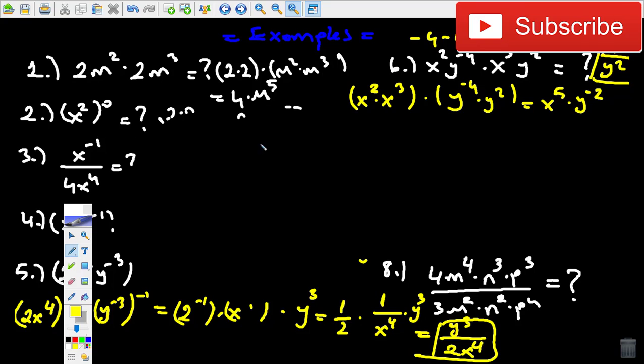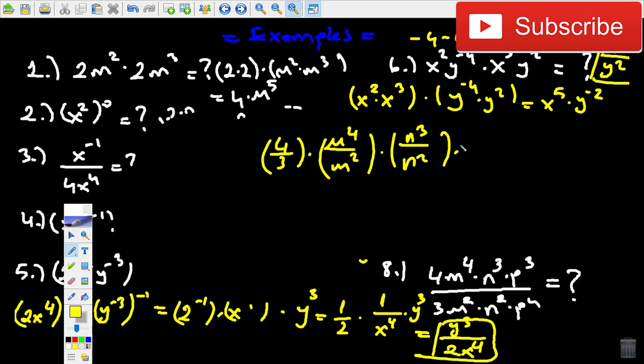So again, I'm going to group the constant numbers with constant numbers. So 4 over 3 times, I got m to the power of 4 and m squared. Think about it like like terms. So m to the power of 4 over m squared, because they got the same base. Times n cubed divided by n squared times p cubed divided by p to the power of 4. So now we're going to cope with each of them separately.